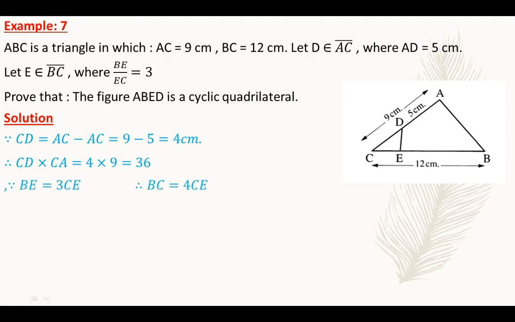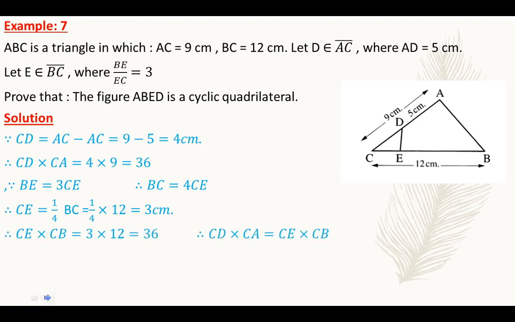Here this is the tricky part in this example. BE equals 3 EC, cross multiplication, so BE equals 3 CE. So BC equals 4 CE, but we know that BC equals 12 centimeter, so 12 equals 4 CE, so CE will be equal to 3 centimeter, and EB will be equal to 9 centimeter. CE times CB equals 3 times 12 equals 36.